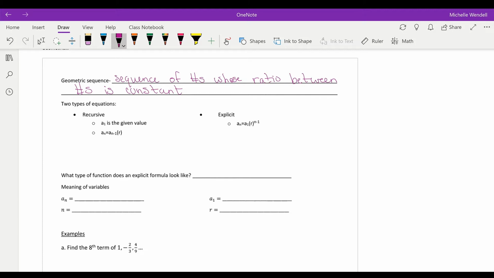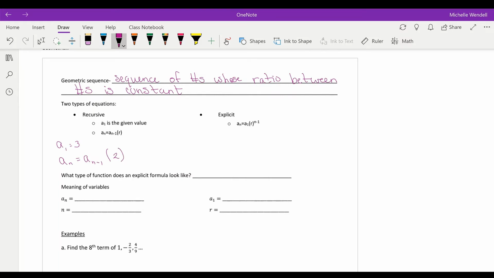They are set up almost the same way. In a recursive, you always have to give me your starting value. So let's say that's 3 in this case. So I'll just say a1 equals 3. And then the formula part is a sub n equals a sub n minus 1. So again, using that previous term, but this time I'm going to multiply by the ratio, and let's say 2 is our ratio in this example.